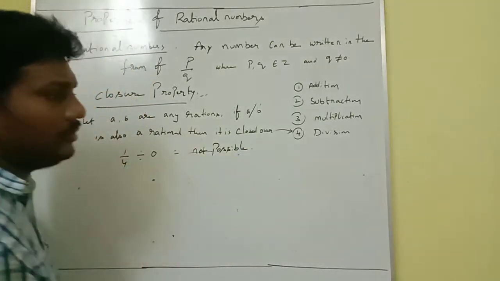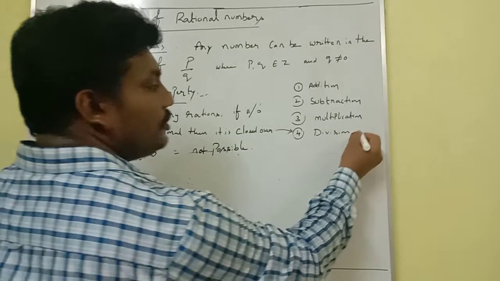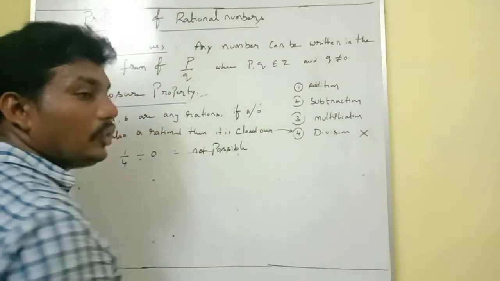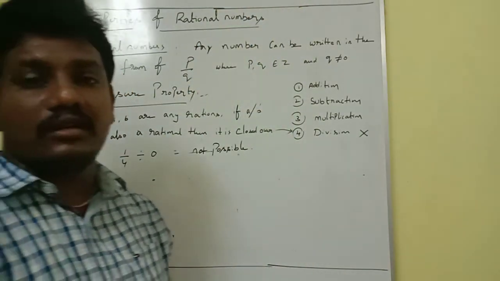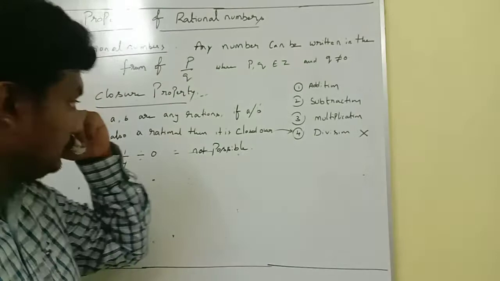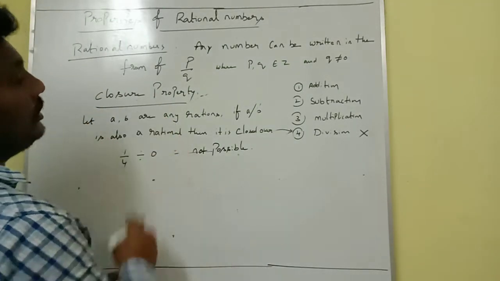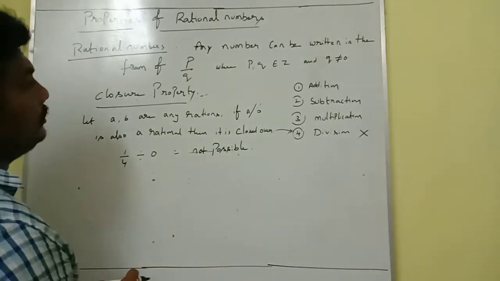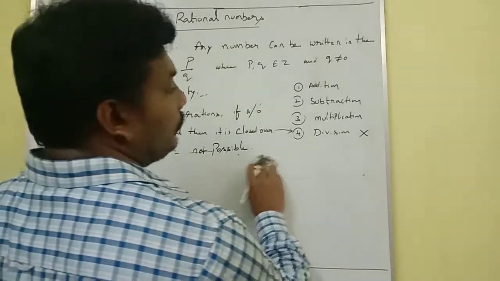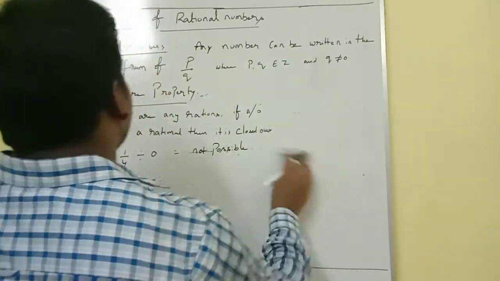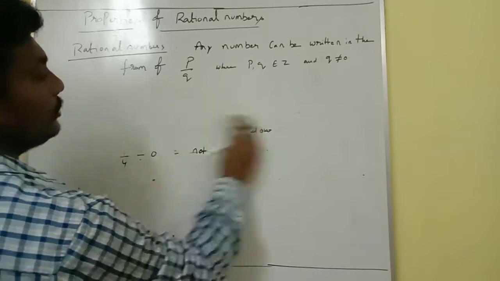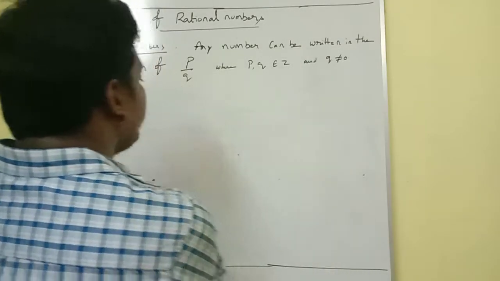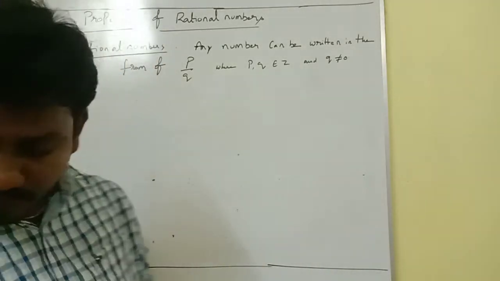Whenever it is not possible, division is not closed over rational numbers. Division is not closed under rational numbers. So this is about the closure property. Have an idea about the closure property. Now we are going for another property, known as commutative property. What is commutative property?